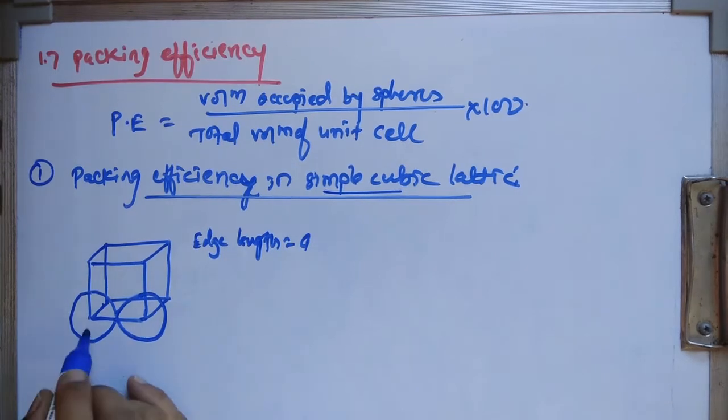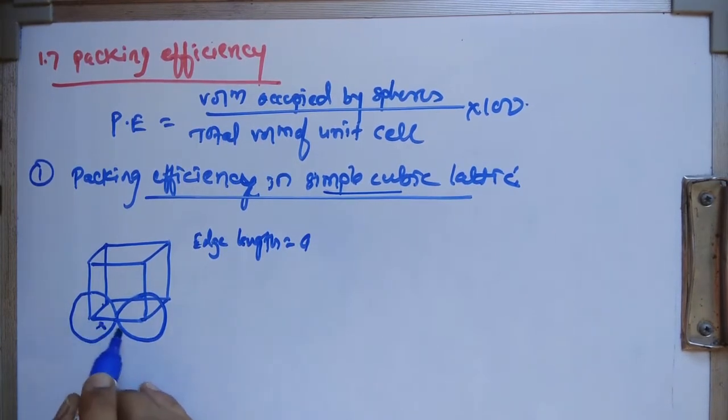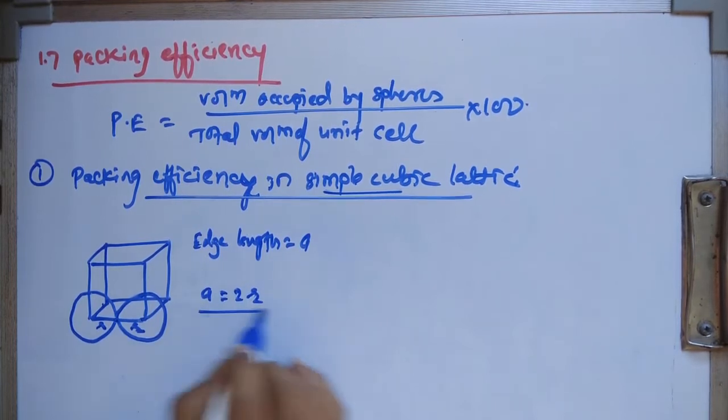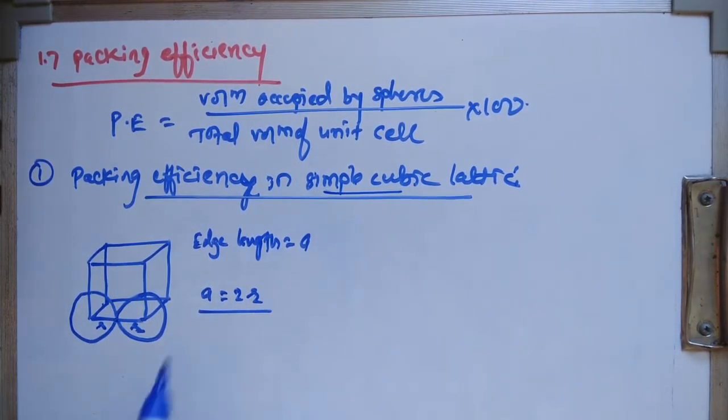Now from this to this point is r, and this to this point is also r. So here a is equal to twice r. What will it be here? a is equal to 2r, because a is the edge length from this point to this point, or this to this point. All edges are equal in length, and this distance is twice the radius. That's why a is equal to 2r. We are going to see that later on.